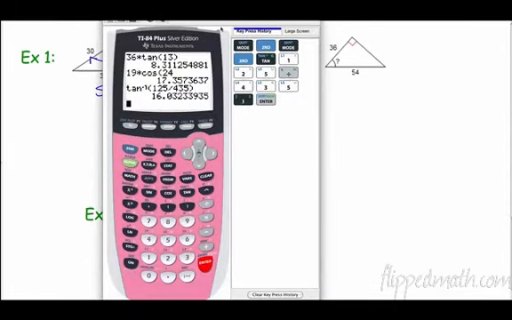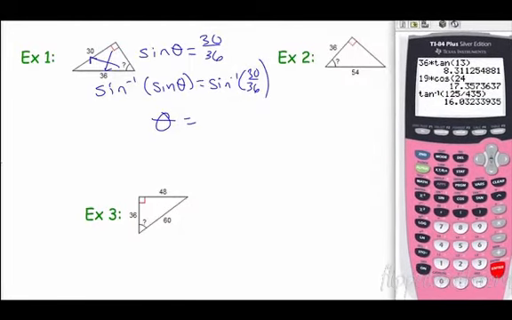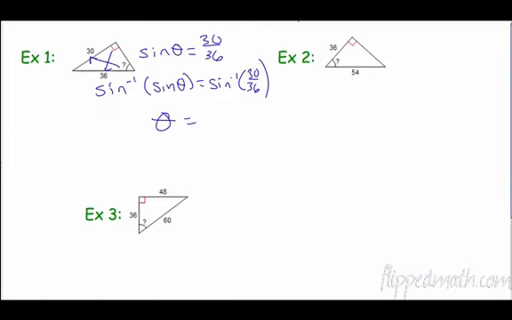So let's see what we have on this one. We have inverse sine, so second sine, inverse sine of 30 divided by 36. And we get 56.4, so to the nearest degree is 56. So 56 degrees. There we have it.